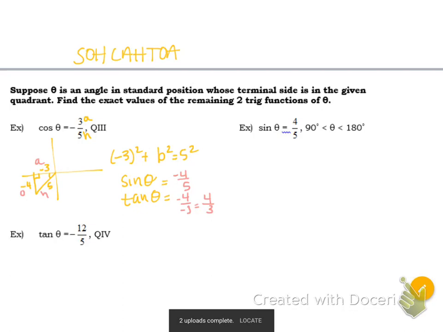Okay, my next one, sine is O over h. It's between 90 and 180. So he's going to be sitting out here between 90 and 180. My hypotenuse is 5. My opposite is 4. So I know that bottom one's going to be negative. So I'm going to have to do 5 squared minus 4 squared and square root it to find him. And he's going to be a negative 3.